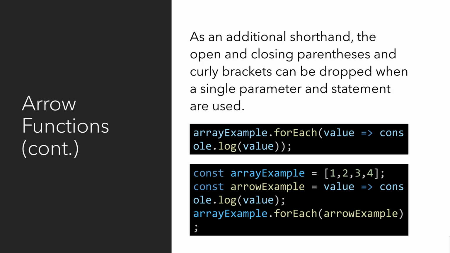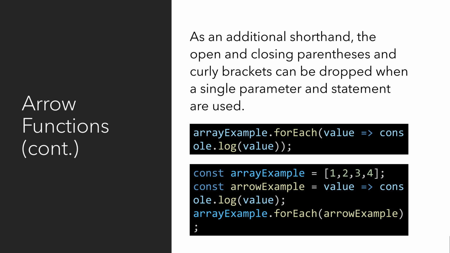And again, arrow functions are a kind of value because functions are a kind of value. In this second example here, arrow example is set to the arrow function containing a single parameter value, the arrow pointing away from the parameters to the body of the function that contains a single line, console.log. In both cases, the result would be the same. It would print the single value.